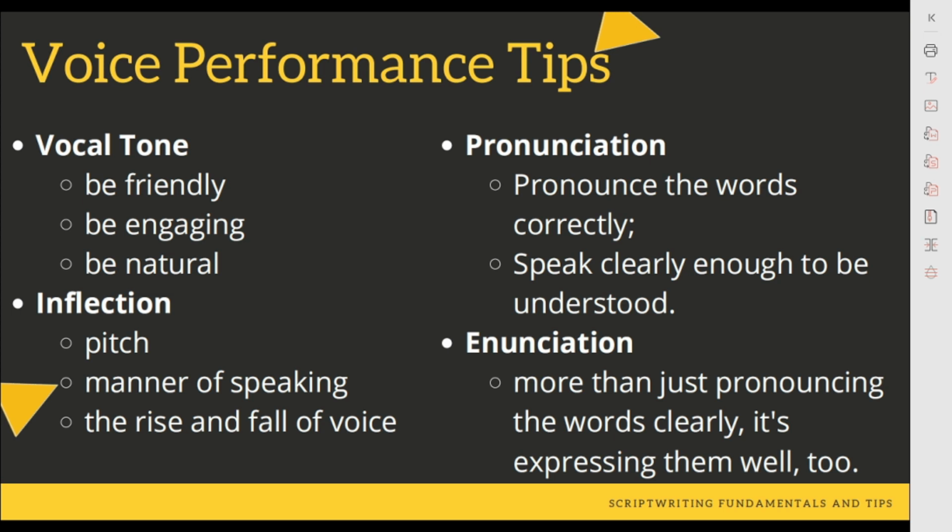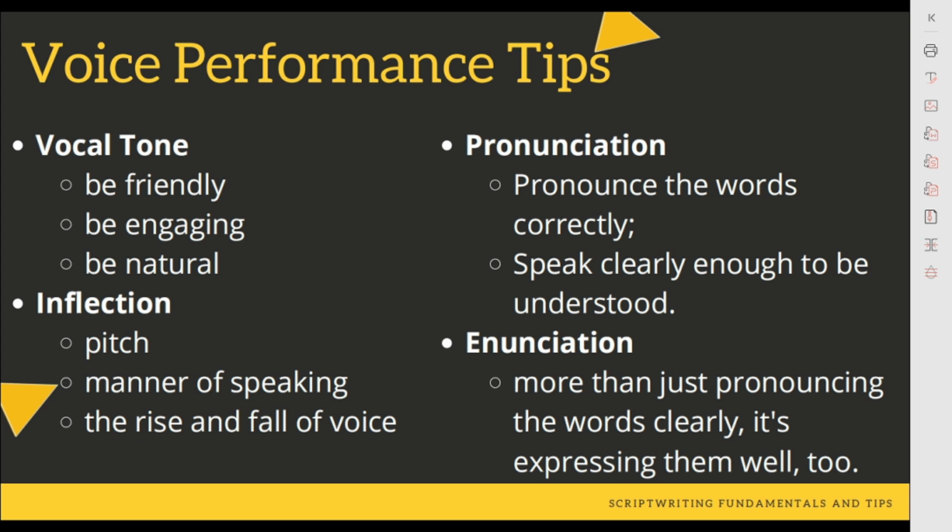And then pronunciation. How is pronunciation different from enunciation? So pronunciation is how you pronounce the words correctly. You speak clearly enough to be understood. So when you say, for example, the word happy, you know how to pronounce the word happy. You don't say it wrongly. Okay, that's pronunciation.